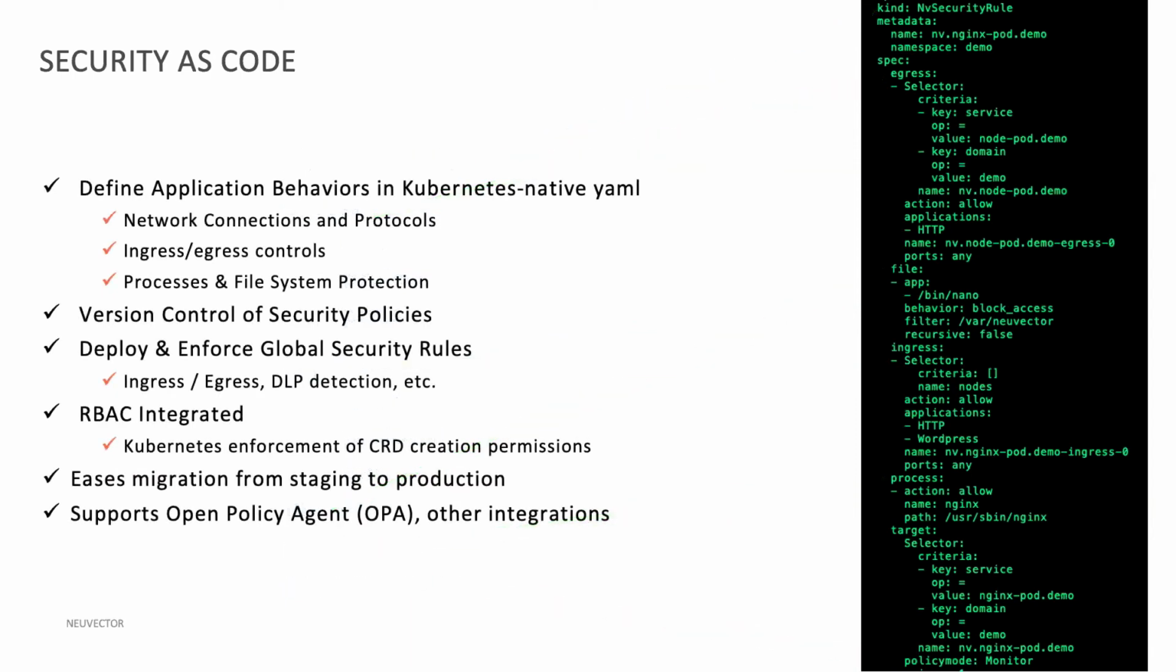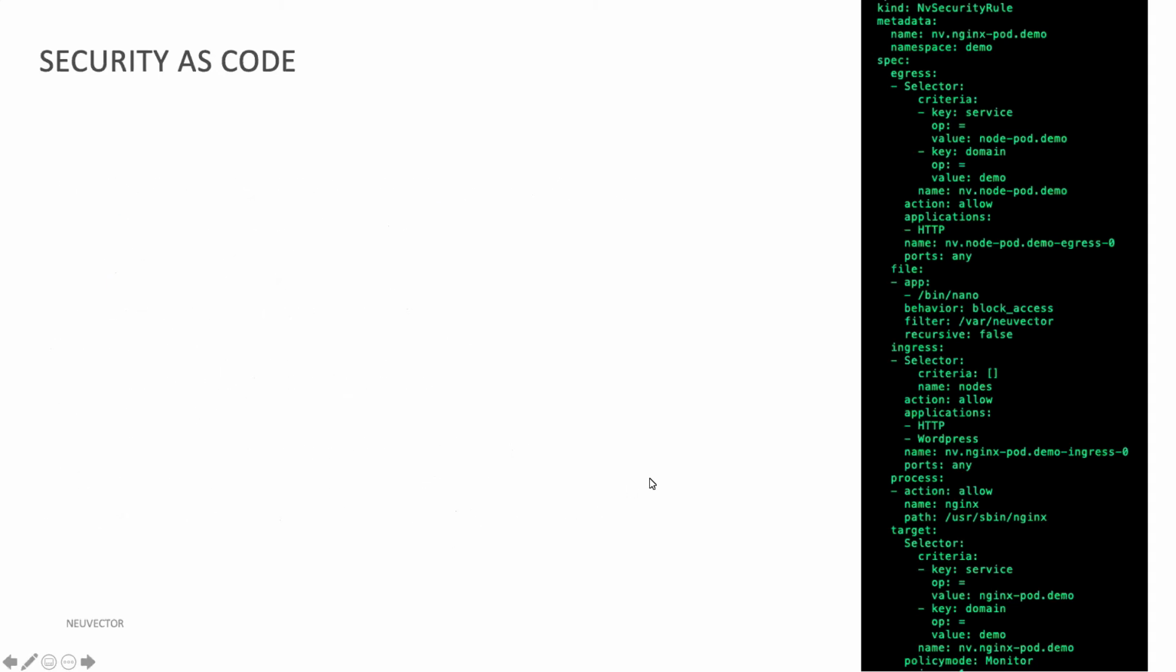So as I mentioned, this is really a powerful tool. It enables you to version control your security policies. You can create this on an application basis or on a global security rule basis. You can have your security team have global rules like don't allow SSH or SCP into containers and push that out to all containers. So a very powerful tool.